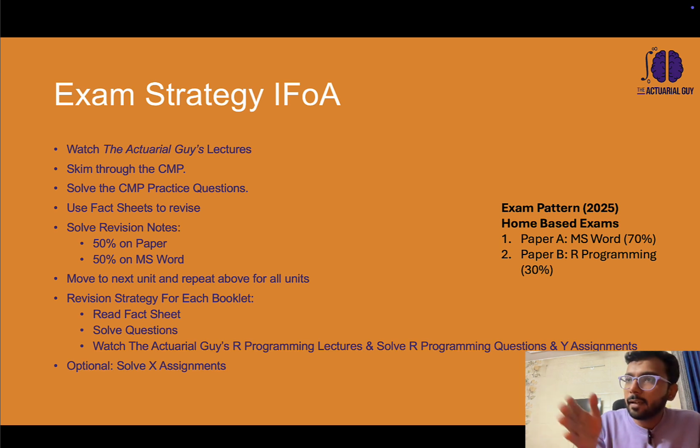Where did I get stuck? What was the mistake I made? All of that, and you should compare it against the suggested solution. In the revision notes, they have given detailed solutions as expected by IFoA. So you can compare your solution against that, and wherever there was a discrepancy where you did not get the right answer, you should review it.